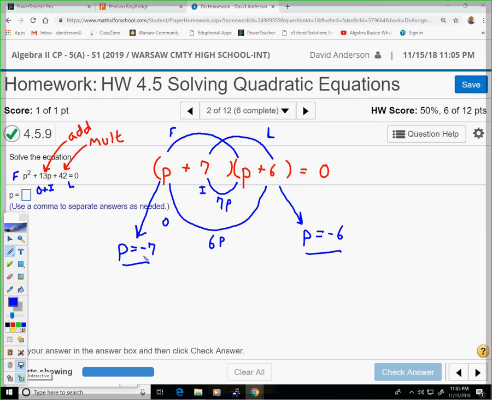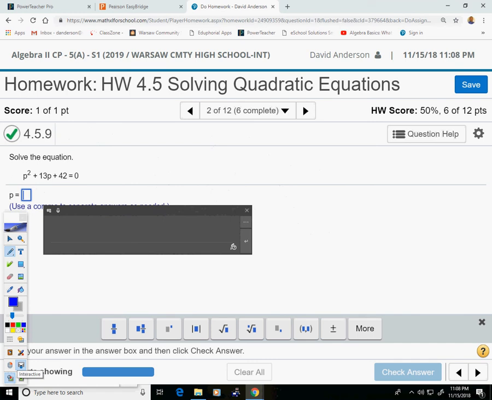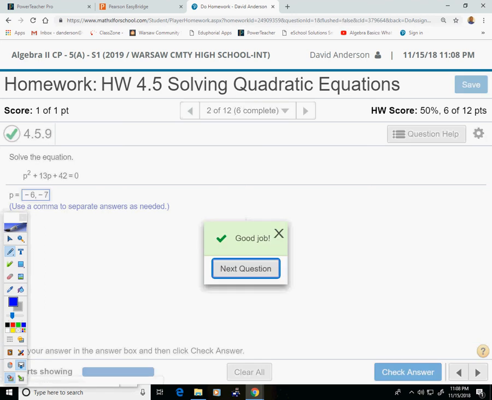Our two solutions are negative 6 and negative 7. And again, it doesn't matter which order I put them in to my answer block. So negative 6, comma, negative 7. All right, good job. Question number 3.